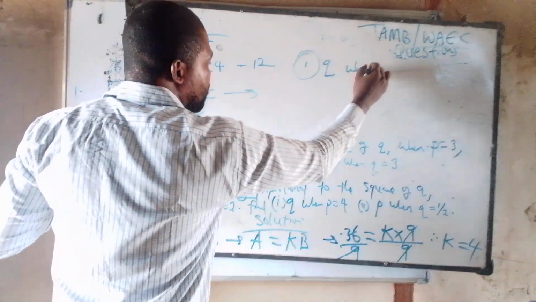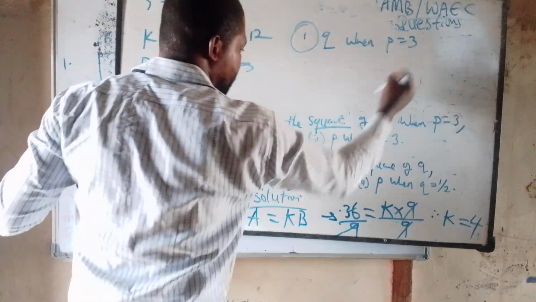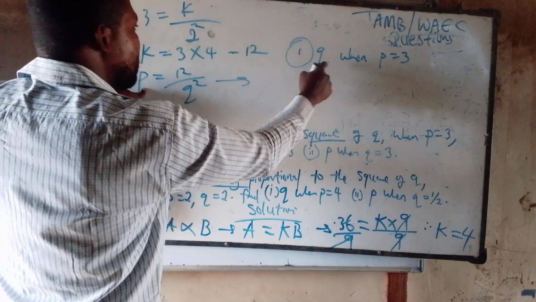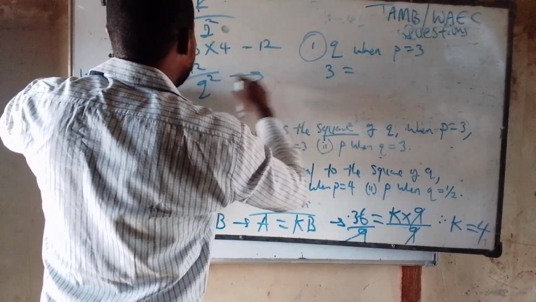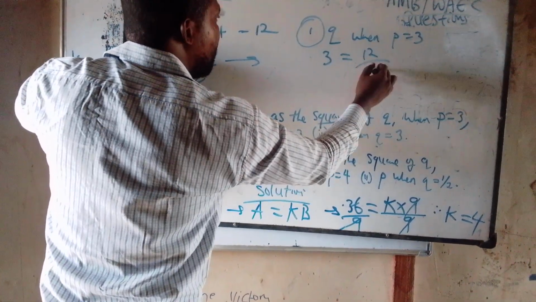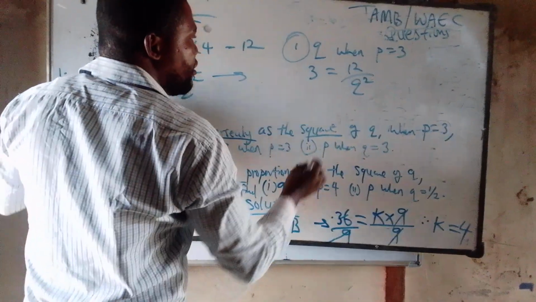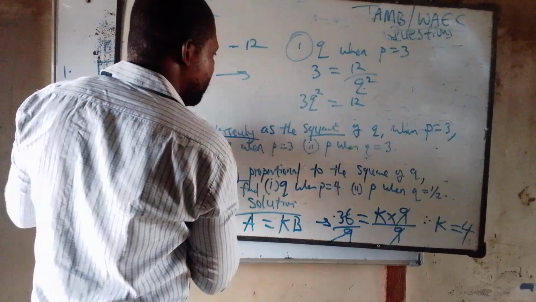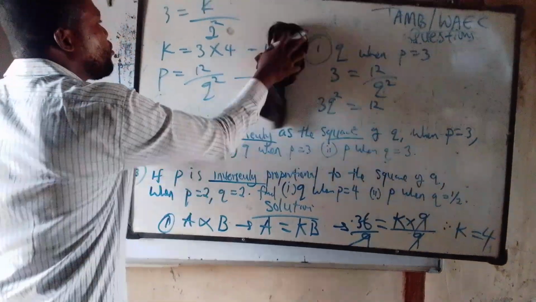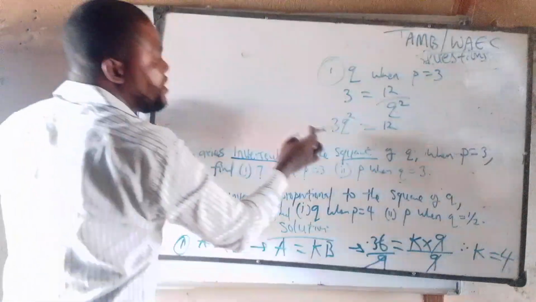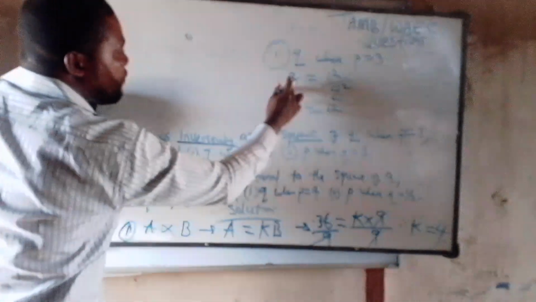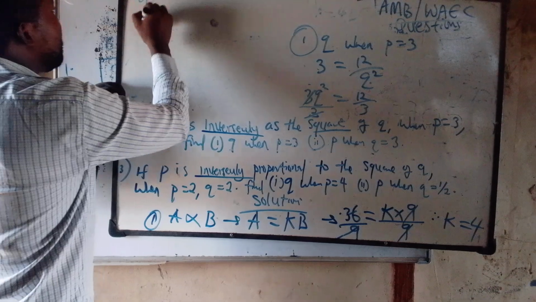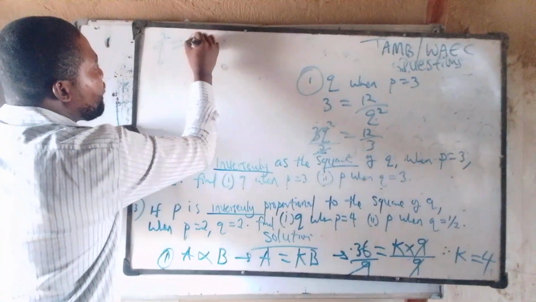Q, when P is equal to 3. I will come back to my question. I remove P, I put 3 equal to my 12 all over my Q squared. So here, 3 times Q squared, I have 3Q squared equal to 12. From here, I divide by 3 on both sides. 3 cancels 3. Therefore, Q squared is equal to 4.